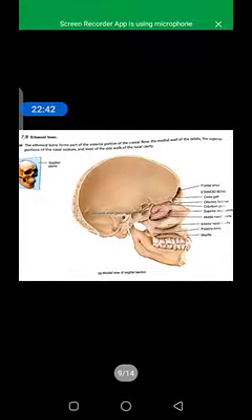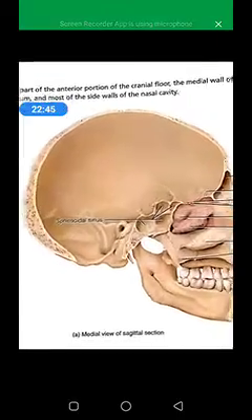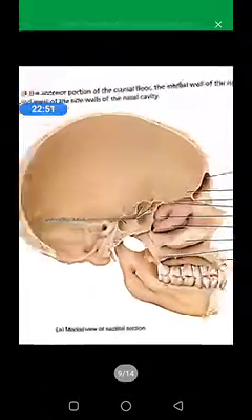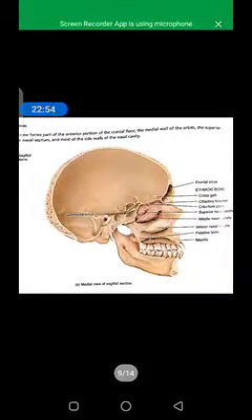Now see the ethmoid bone, how your ethmoid bone is seen. The ethmoid bone forms part of the anterior portion of the cranial floor, the medial wall of the orbits, the superior portion of the nasal septum, and most of the side walls of the nasal cavity. The anterior portion of the cranial floor, the medial wall of the orbits, the superior portion of the nasal septum, and most of the side walls of your nasal cavity are formed by the ethmoid bone.